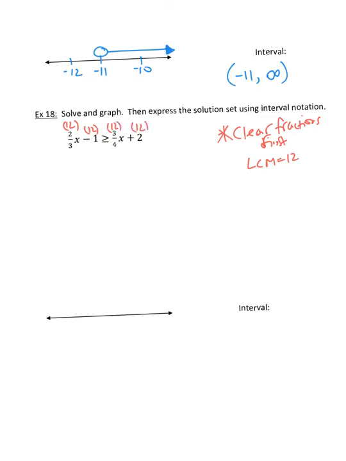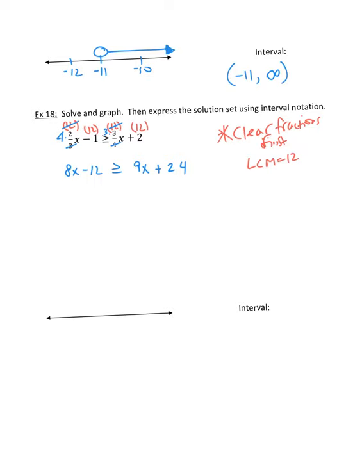And remember, we're dividing. The 12 isn't going to go away, clearing fractions. So divide 12 divided by 3 equals 4. And we multiply 4 times 2x is 8x. Multiply 12 times negative 1 is negative 12. Bring down the inequality. Divide. 12 divided by 4 equals 3. 3 times 3x is 9x. And then multiply 2 times 12 is 24.